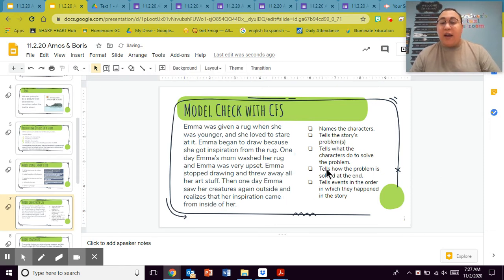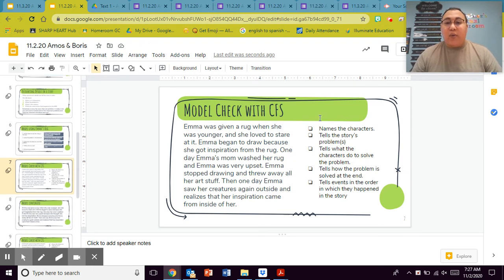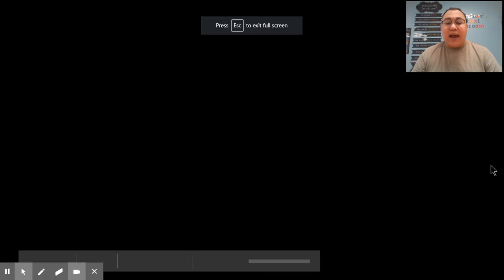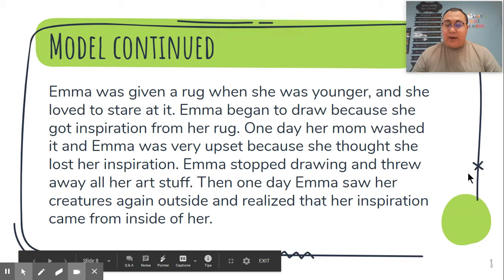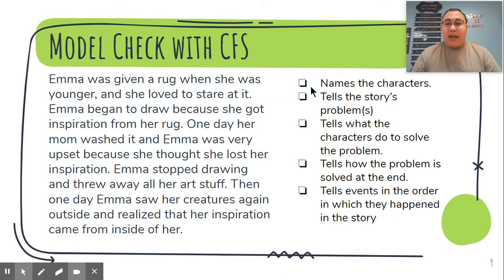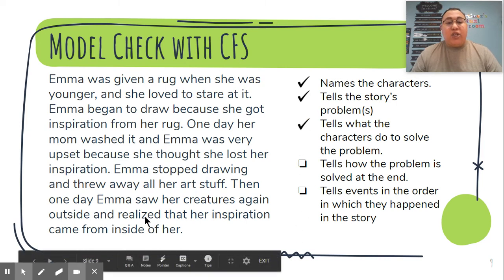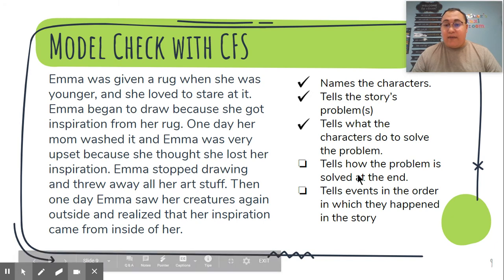So now I've told how the problem is solved and it's written in a paragraph, right? So let's check with my CFS to make sure that I have each part in my retell. So here's my retell. Did I name the characters? I did. I named Emma here, right? Did I tell the story's problem? I did. I said when Emma's mom washed her rug. Did I tell what the characters do to solve the problem? I did. She stopped drawing, but then she saw her creatures again. And then I told how the problem is solved at the end. She realized that her inspiration came from inside of her, right?